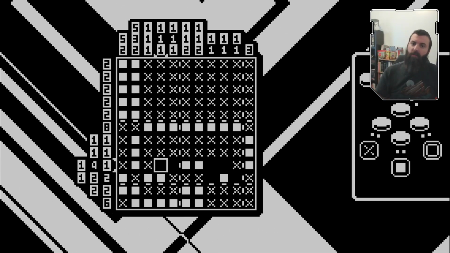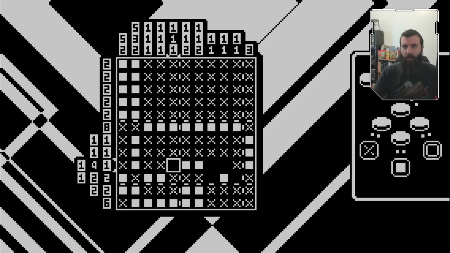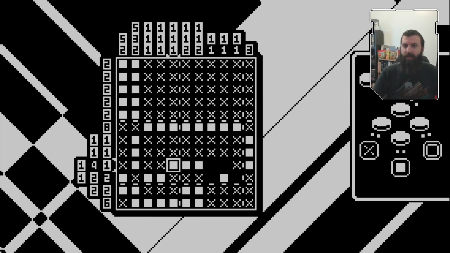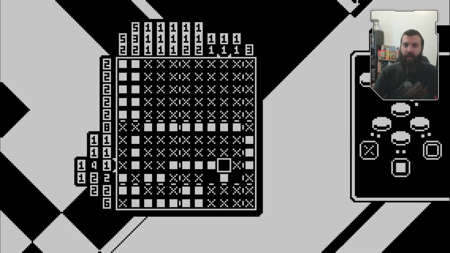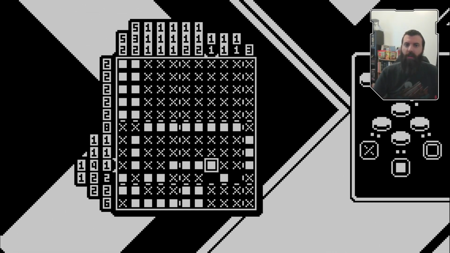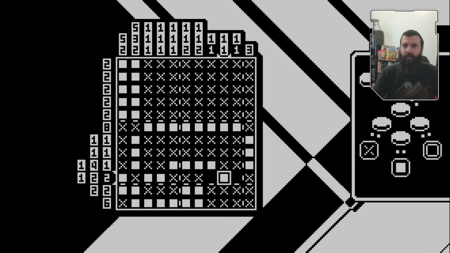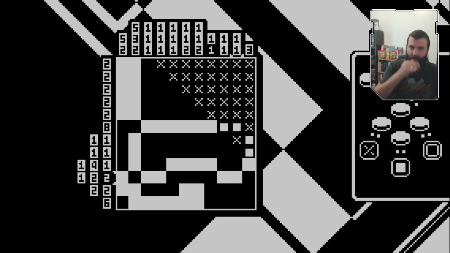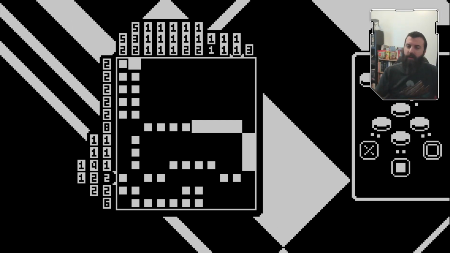Looking at our vertical column here, we've got this 1, 1, 1. It's got to be like that. We need a pixel here, so that can be filled in. That gives us a left edge for our 4. And now we can look at this column and say this pixel has to go here. We've got our scuba mask.